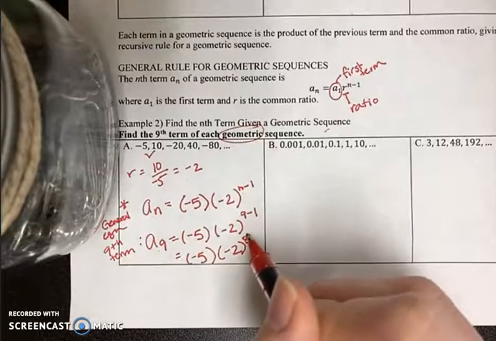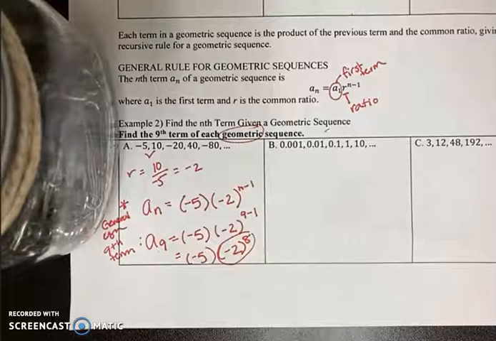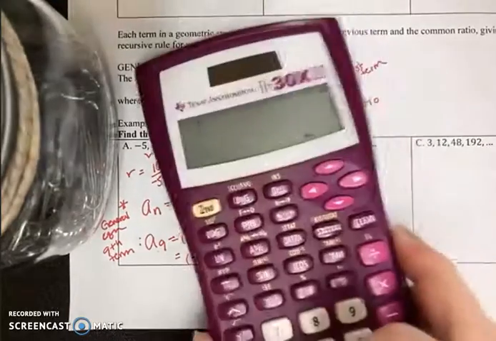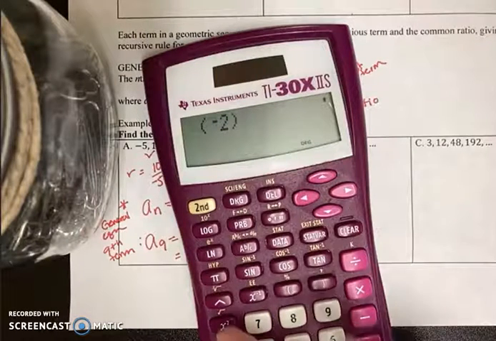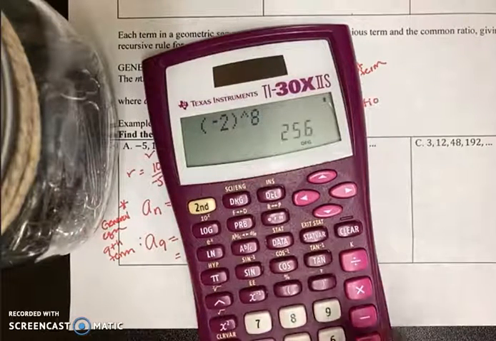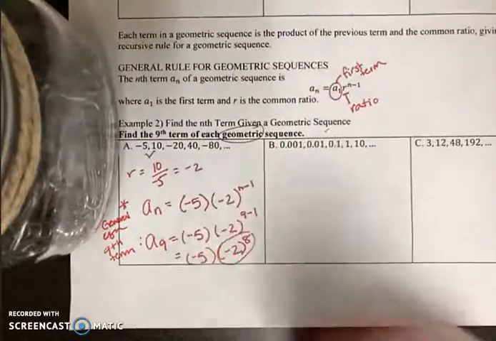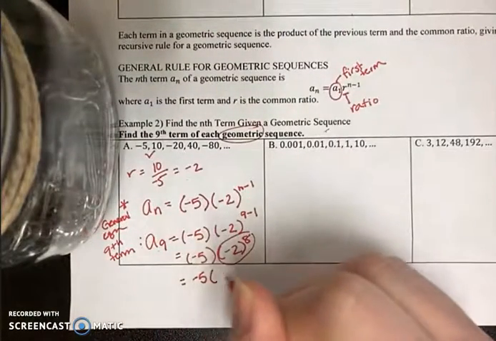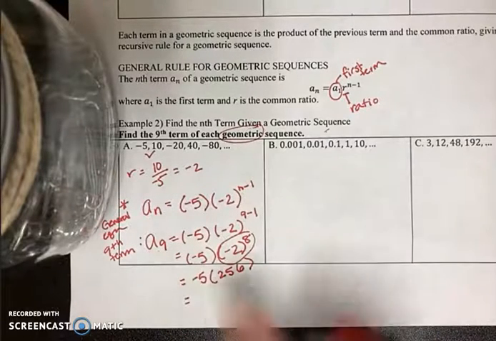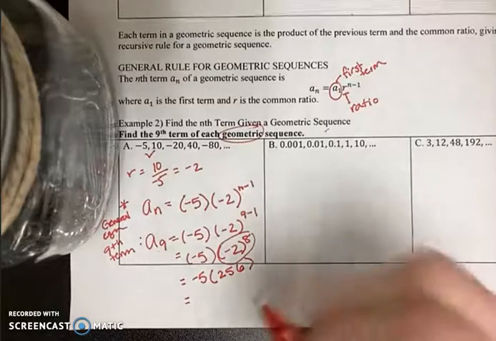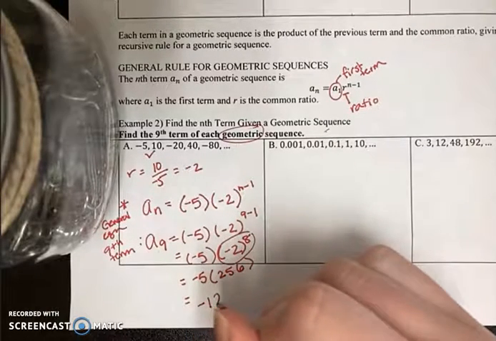This 8th power only belongs to the negative 2. And when you're plugging it into your calculator, you need to make sure that you put parentheses around the negative 2. That way the negative is included. So it would look like this: parenthesis, negative 2, close your parenthesis, to the power of 8. I get 256. So I have negative 5 times 256. Last step is just to multiply by negative 5, meaning the final answer is negative 1,280.